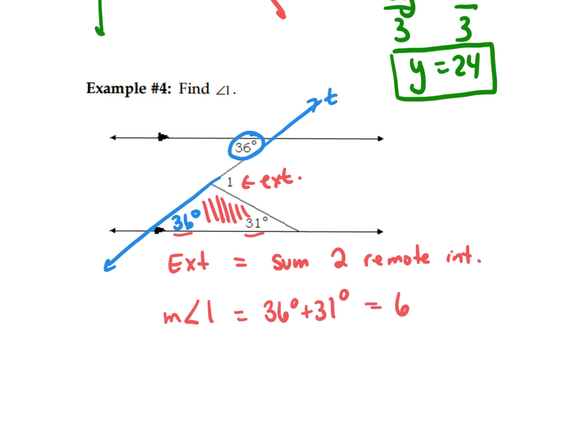So that's 67. So in this case, you not only had to know your parallel theorems with the alternate interior and all that stuff, but you had to go back and remember the exterior angle theorem to solve this one. So just some basics on how to find angles, and we'll see how we can apply those in the near future.